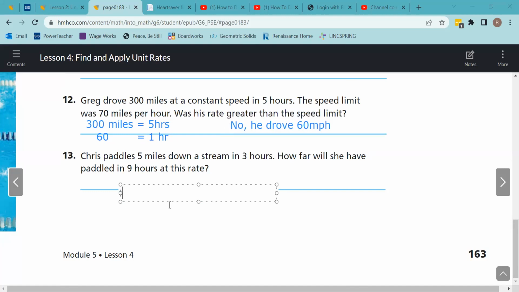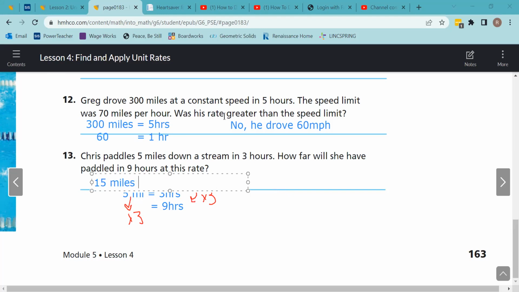Chris paddles 5 miles down a stream in 3 hours. So 5 miles equals 3 hours of time. How far will she have paddled in 9 hours at this rate? Oh, I love this one because check it out, you guys. We've got a multiple, right? You can quickly see that 3 hours to 9 hours, it's triple, right? So times 3, do the same with your miles, times 3, and we have 15 miles as an answer. Double check, 5 miles in 3 hours. If she goes 9 hours, same rate, boom, you've got it.